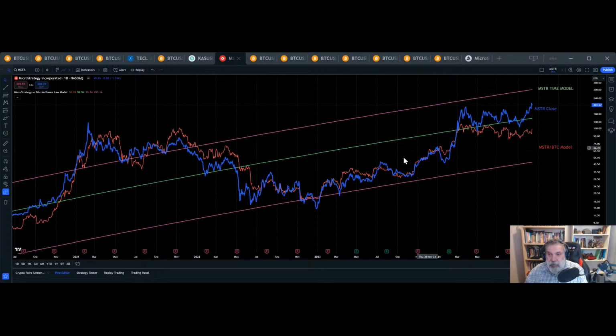But right now, this model is based on the observed power law, and basically because there is this power law, it says MicroStrategy equals Bitcoin to some kind of a power. That power is 1.3.